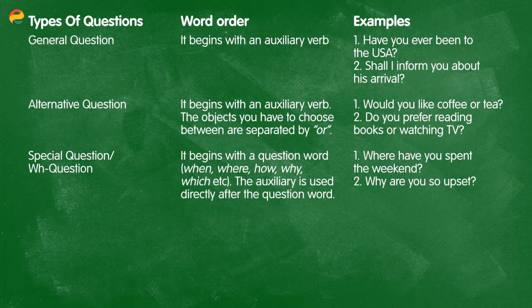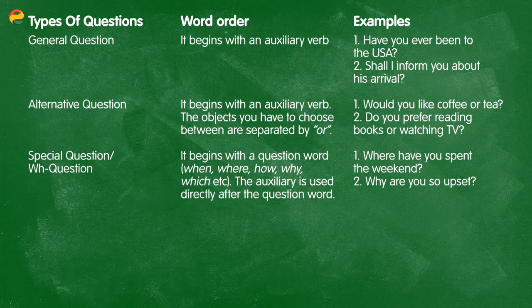Alternative questions also begin with an auxiliary verb. However, these require you to choose between two objects or more. And these are separated by the word or. Would you like tea or coffee? Do you prefer reading books or watching TV?